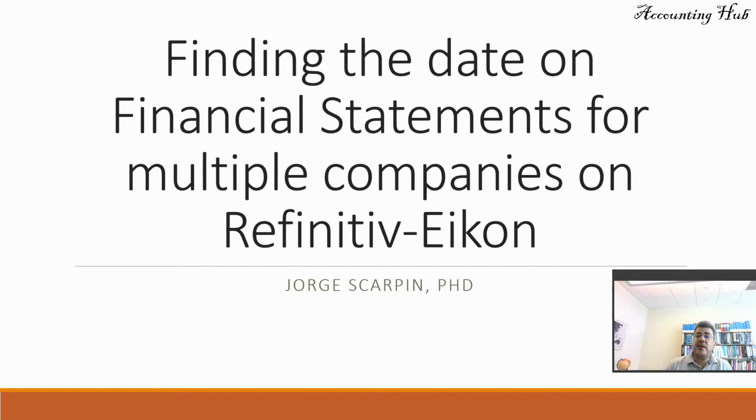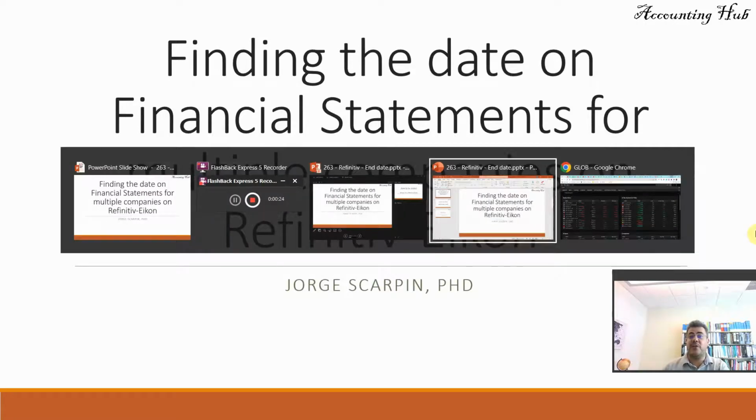And our topic today is finding the date on financial statements for multiple companies using Screener on Refinitiv Eikon. Why is it so important? Let's go to Screener and then it will be easier to tell you why.